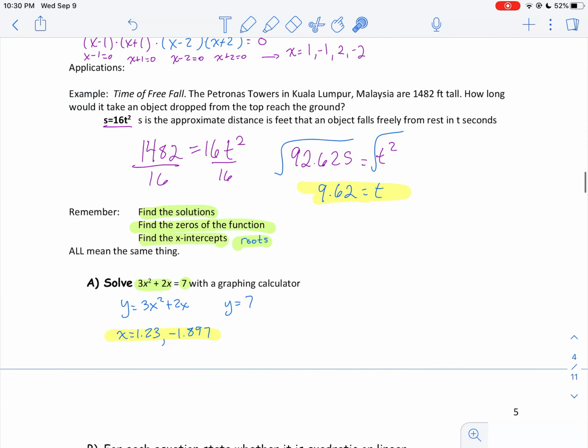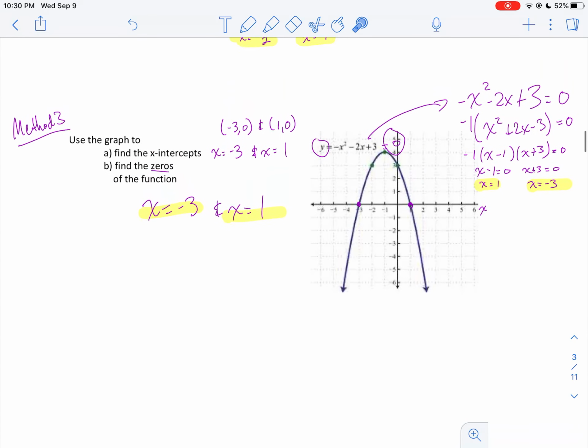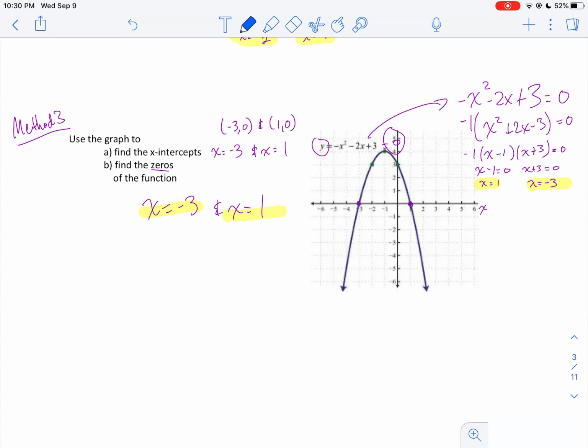So I kind of already showed this in method 3, but remember, we can use a graphing calculator as well here.